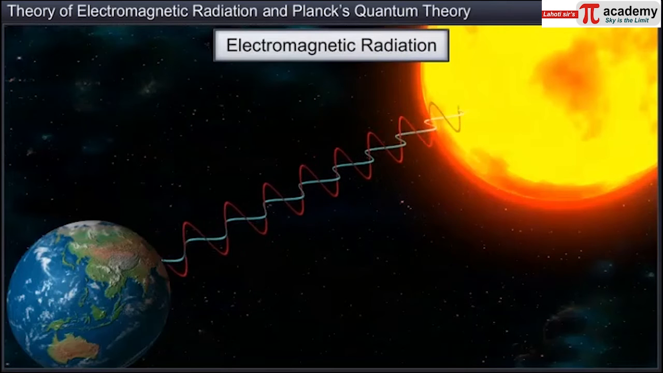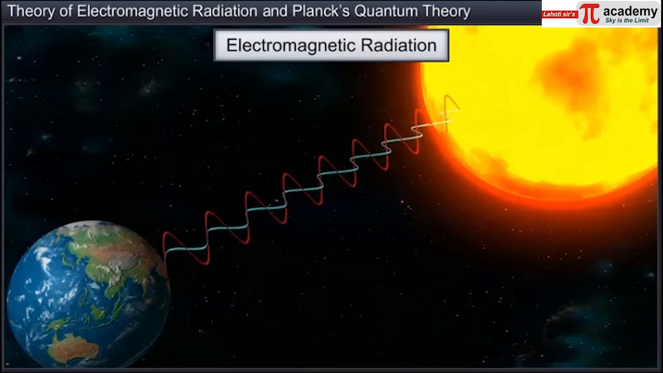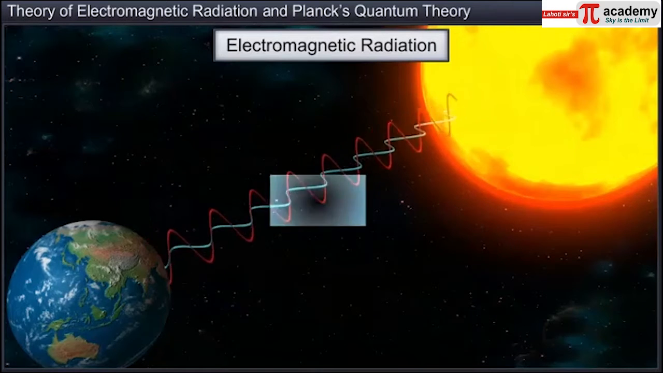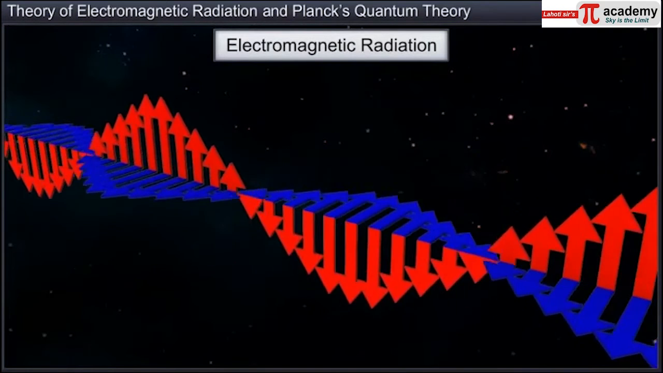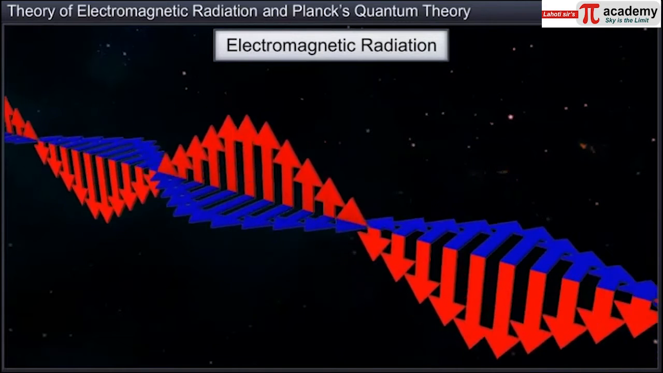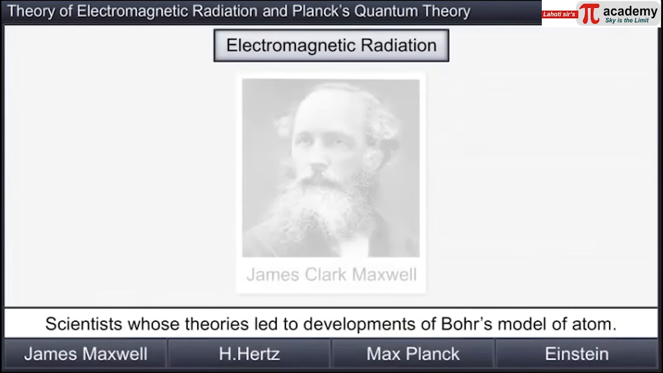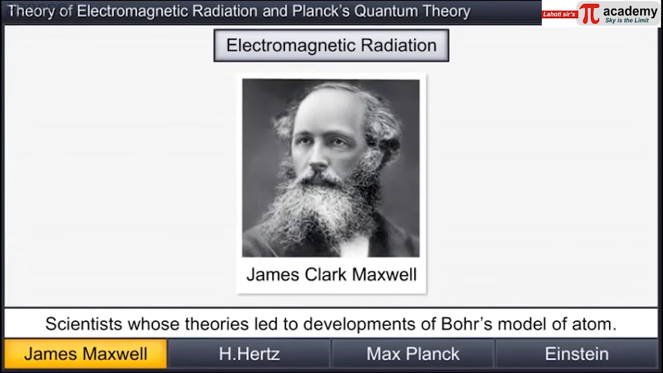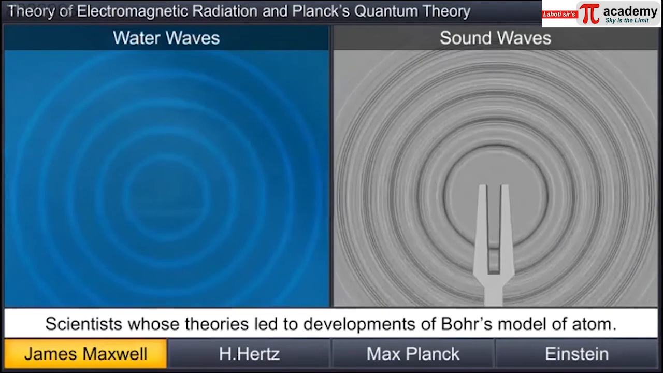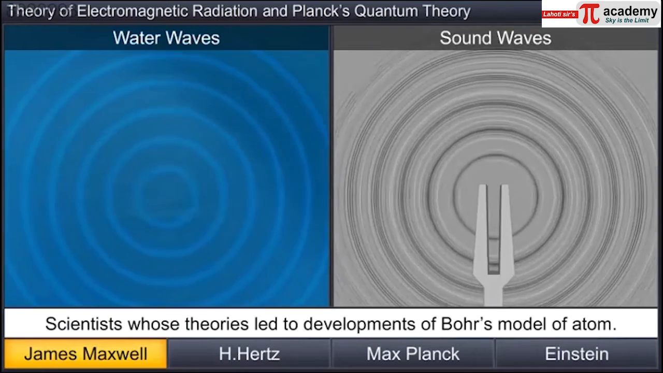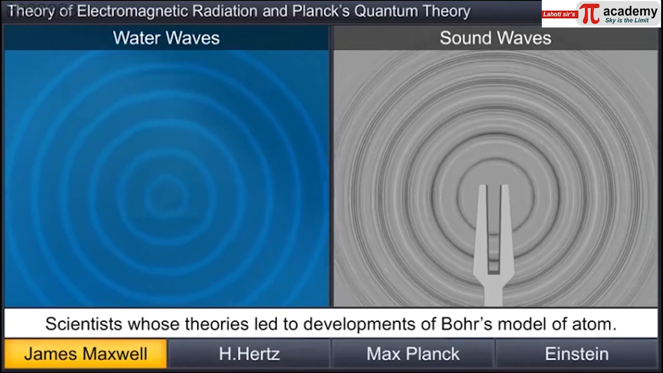Energy can be transmitted through space by electromagnetic radiations. These electromagnetic radiations are best described in the terminology of waves. The wave nature of electromagnetic radiation was established in 1870 by James Clerk Maxwell. Let's now understand the general characteristics of waves.